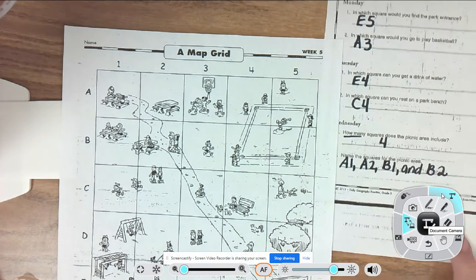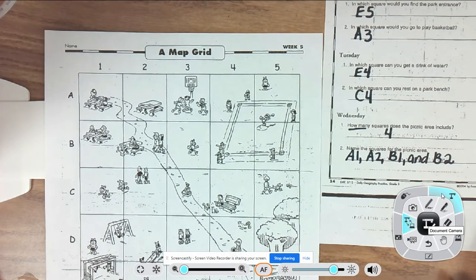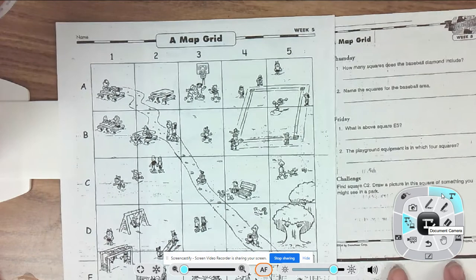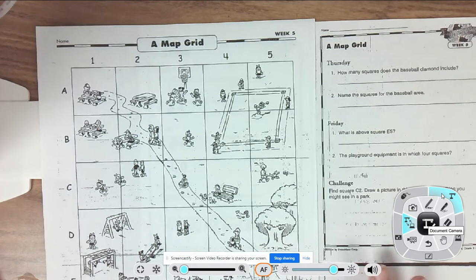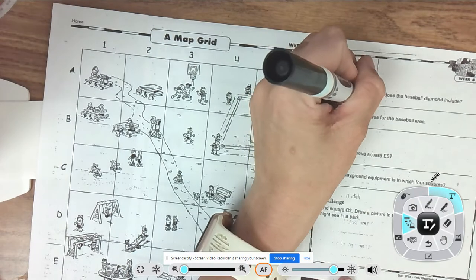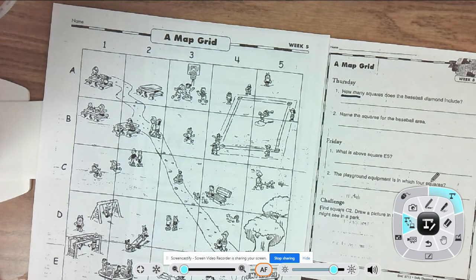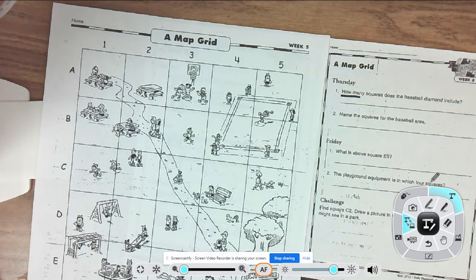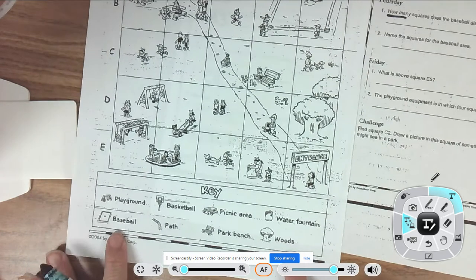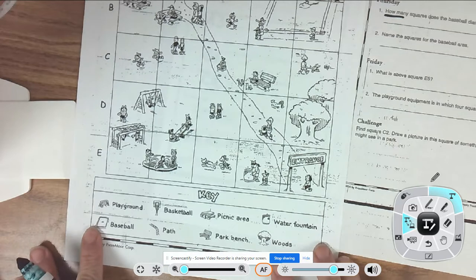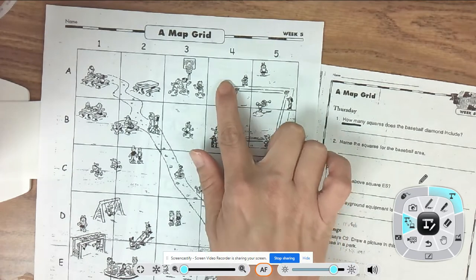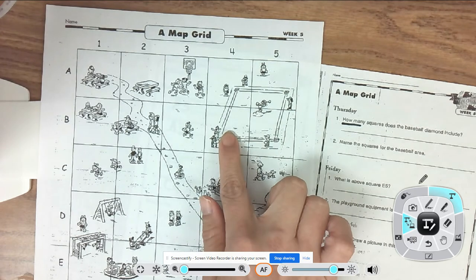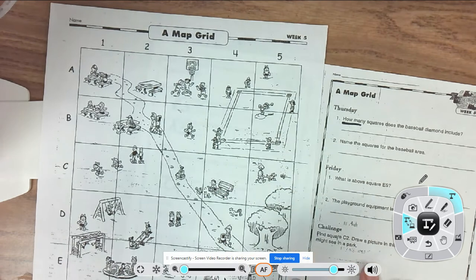Okay, now we're going to go to Thursday's questions. How many squares does the baseball diamond include? They want a number. Well, let's find the baseball diamond. Remember, use our map. Find the baseball, see what the picture's supposed to look like. We go up here to our map. Now let's count the squares. 1, 2, 3, 4. There's 4 squares.